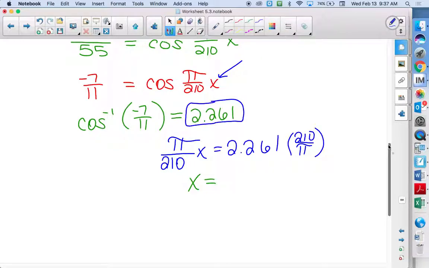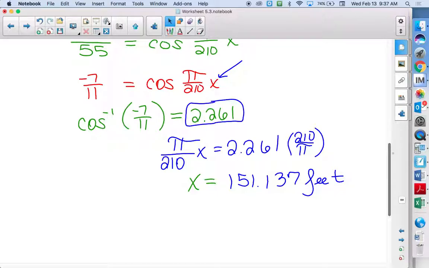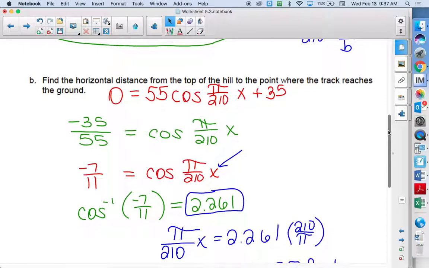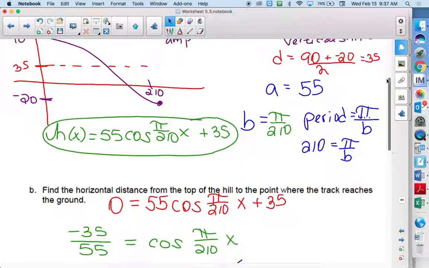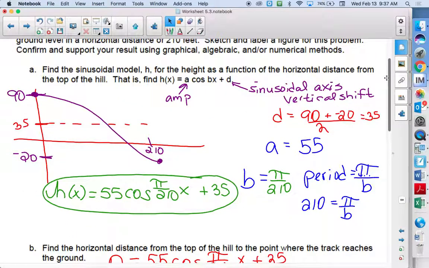What did you get, Jacob? 151.137. So at approximately 151 feet, the car would be at ground level. And if you look at your graph, that's the area that we're talking about, where it's touching the ground. Questions?